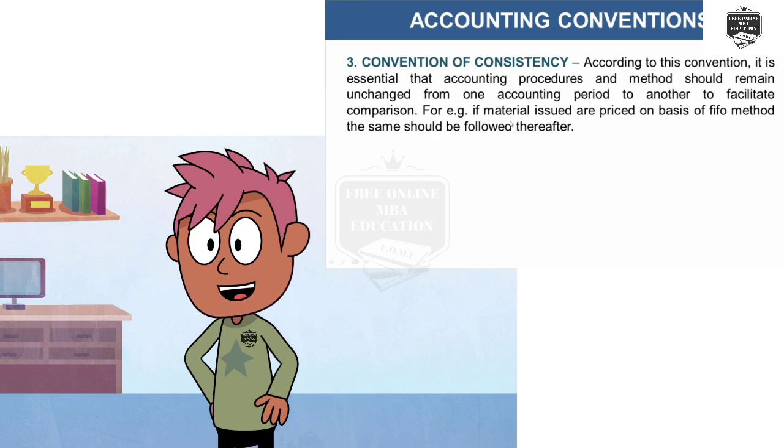For example, if materials issued are priced on the basis of the FIFO method, that is the first in first out method, the same should be followed thereafter also, to keep the accounting procedure consistent and to make comparison easier. Another example: when we are following the straight line method of depreciation, that should be followed. Changing to other methods like the written down value method creates havoc in the accounting transactions and thus is not suggested.